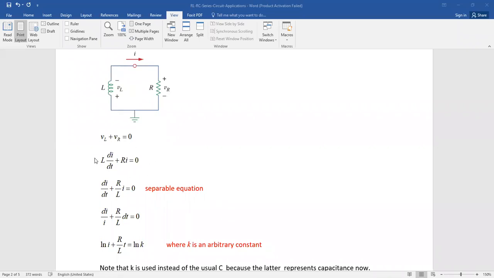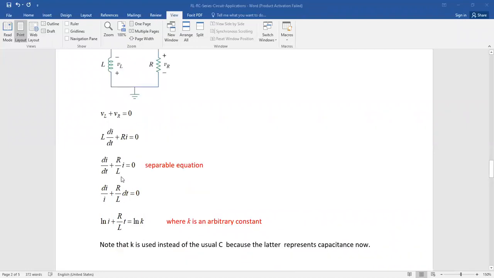If you look very closely at this, it could be a linear differential equation, or it could be a simple separable differential equation. It could be linear if you view your Q of t on the right side as being zero. But as I have written here, it is simpler considered as a separable differential equation. So the entire equation here was divided by the inductance to come up with a separable differential equation, which is di/dt plus R over L times I.